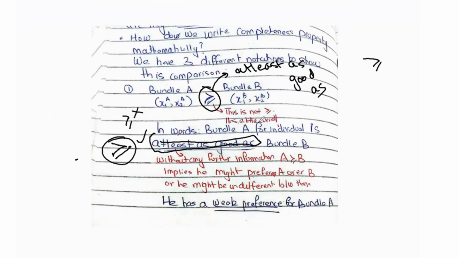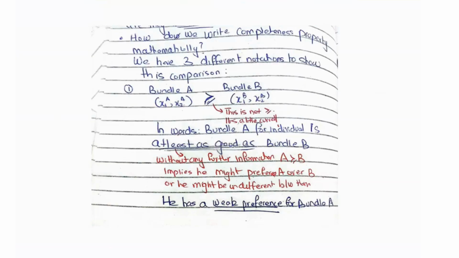You can only say that if you know A is at least as good as B, you either prefer A or you're indifferent between them. So this is at least as good as, or you can think of it as preferred or indifferent to. We say that you have a weak preference for bundle A. This is the first notation that we can use to show the comparison between any two bundles.